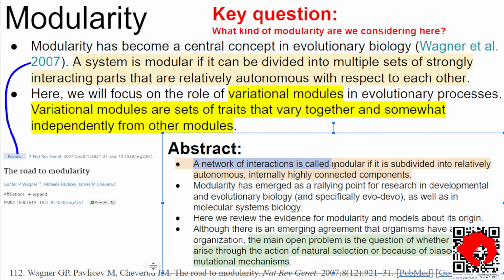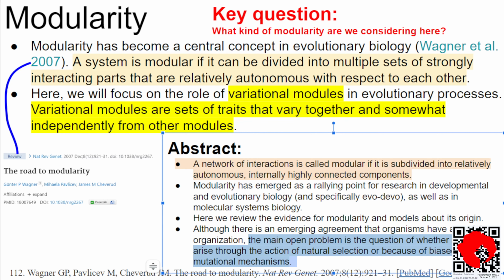A network of interactions is called modular if it is subdivided into relatively autonomous, internally highly connected components. So that's going to be a modeler's threshold question, but it kind of points the direction towards identification of these different kinds of modular or modularity concepts. And they point in 2007 to the main open problem: the question of whether modules arise through the action of natural selection or because of biased mutational mechanisms. And that's going to be unpacked in some later sections of the paper.